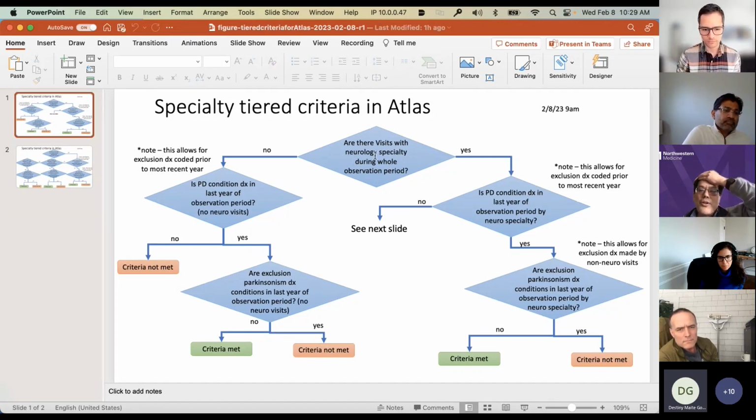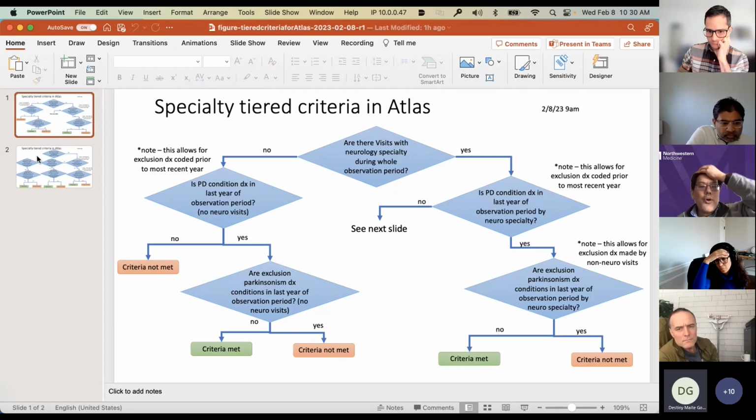The complication occurs over here, and it may apply here, is that you basically do this, and I mentioned the 3-year look back. So basically, if you did see a neurologist sometime during the entire observation period, which would include movement disorder people, then you say, did the Parkinson condition come up in the last year? If the answer is yes, then you go through the same logic and you say, are there any exclusions? No, in the last year, then it counts, and yes, then it doesn't count. And I make some notes saying we're allowing for these other diagnoses to be made in earlier years.